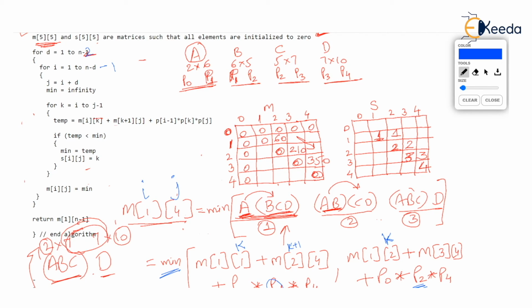1 3 means A into B into C, isn't it? How will you compute A into B into C? ABC can be computed either by AB then C, or A then BC, isn't it? So this is nothing but M12 plus M22 plus the number of multiplications needed to compute AB into C. But AB is going to be a 2 by 5 matrix. So 2 into 5 into 7, that's going to be 10 into 7, which is 70. So M12 we have already computed is 60, plus 0 plus 70. So this is going to be 130. So this element is 130.